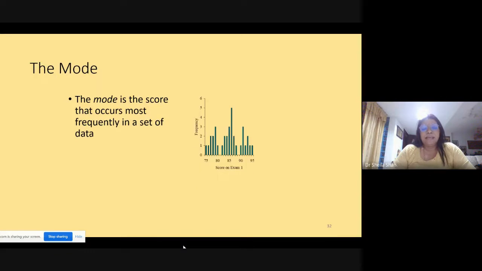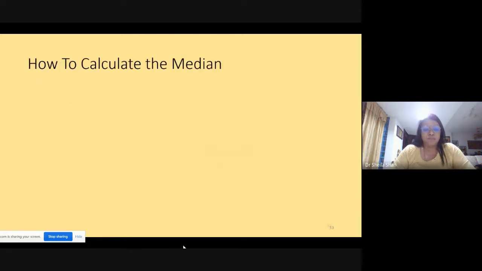Mode frequently appears. Many times the same number is coming out, so you call it mode.